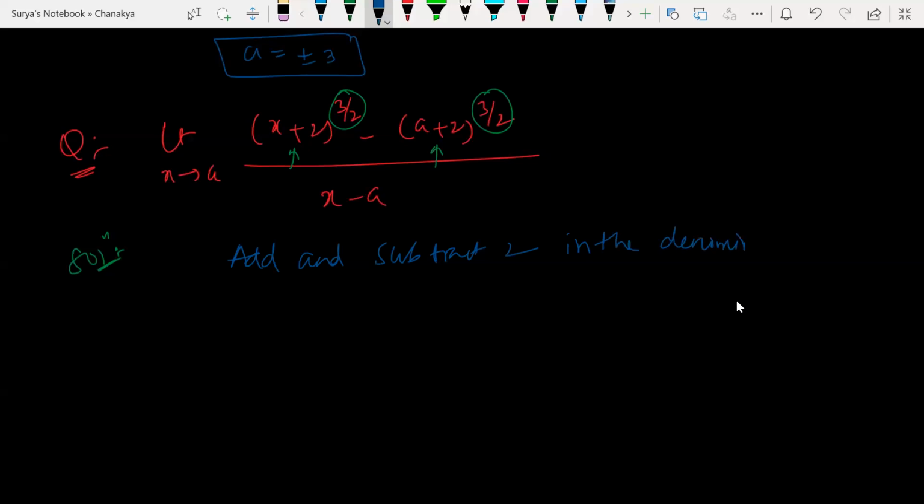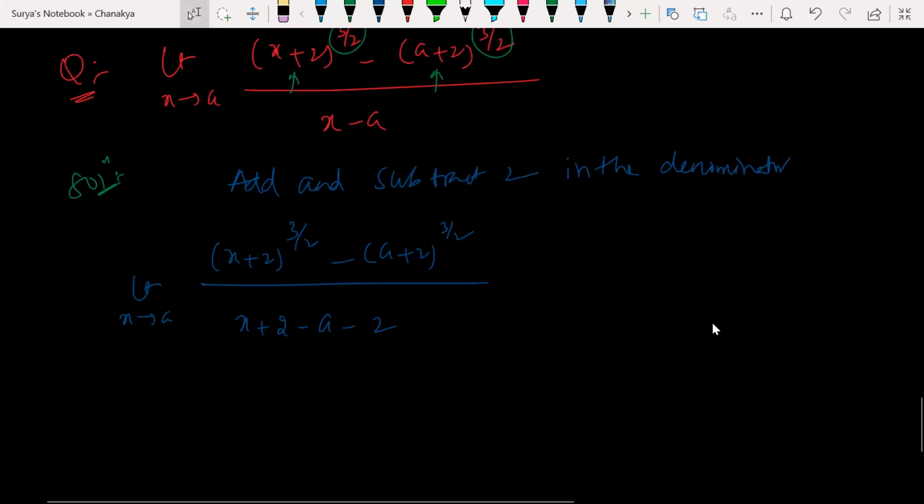Yes or no? So if I do so, what will I get? As x tends to a, x plus 2 to the power of 3 by 2, minus a plus 2 to the power of 3 by 2, divided by x plus 2 minus a minus 2. Is it clear? So why am I doing this? I have x plus 2 here, so for making x plus 2 here, I have a plus 2 here. For making a plus 2 here, I'm just adding and subtracting 2 here. For converting into standard form, I'm just adding and subtracting, guys.